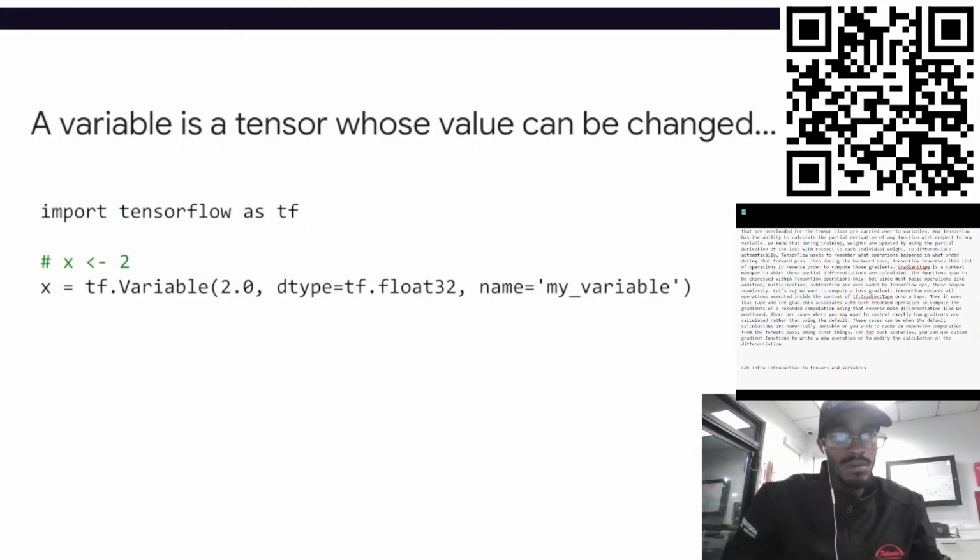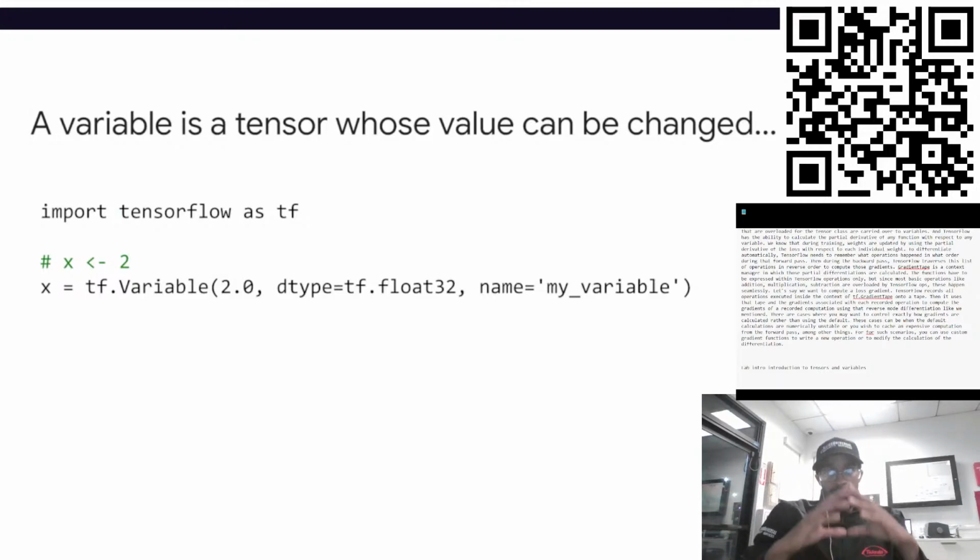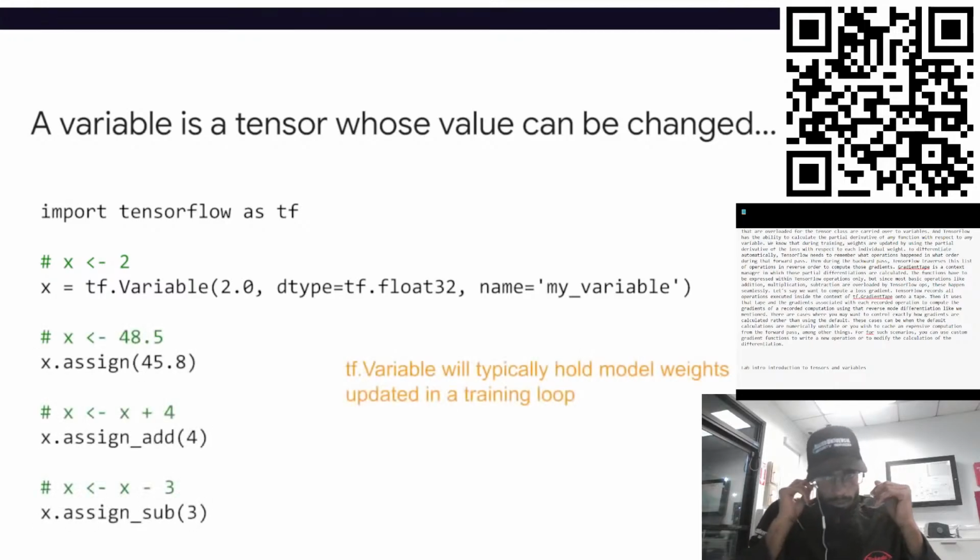The variable constructor requires an initial value for the variable, which can be a tensor of any shape and type. This initial value defines the type and the shape of the variable. After construction, the type and shape of the variable are fixed. The value can be changed using one of the assign methods: assign, assign add, or assign sub.